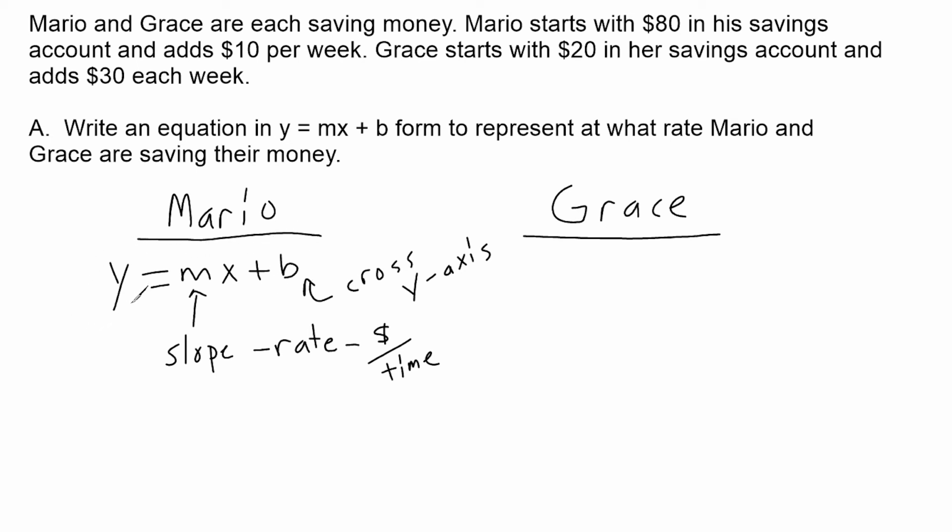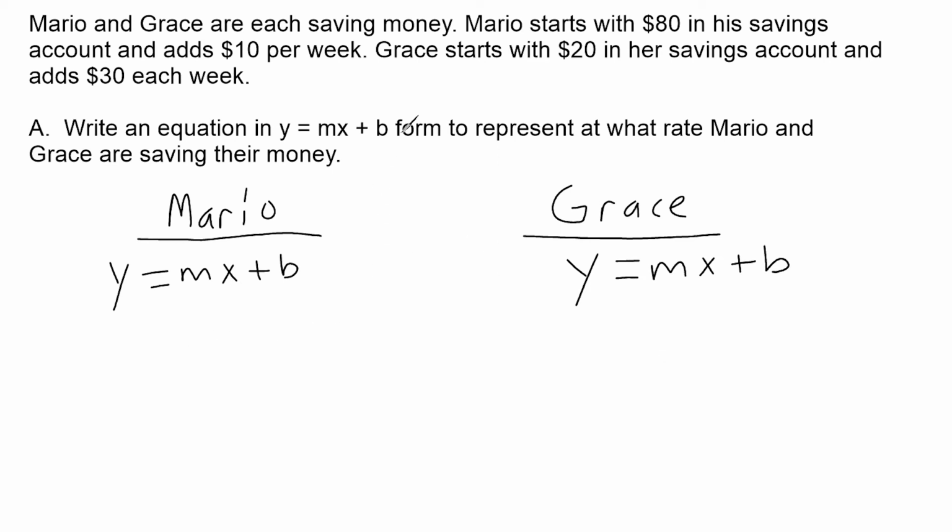So in this case, y is going to represent the total amount of money that is saved by Mario, and x is going to equal the number of weeks Mario is saving. And that will also be true for Grace as well. So let's just go ahead and write our equation over here.